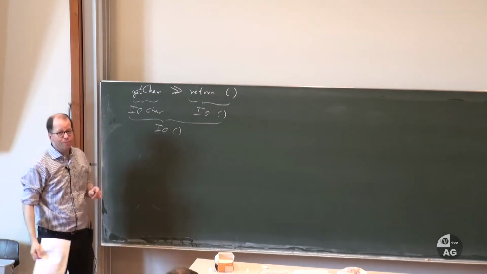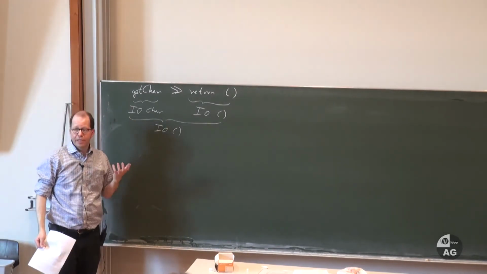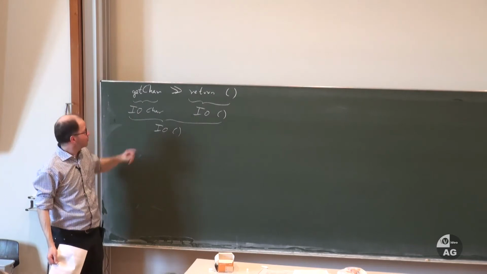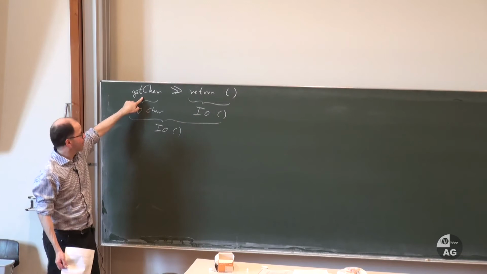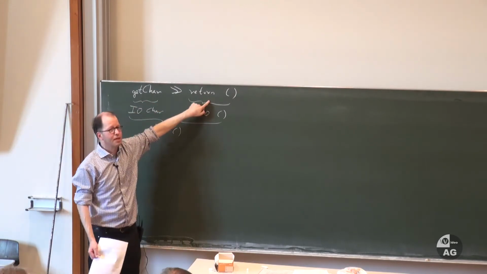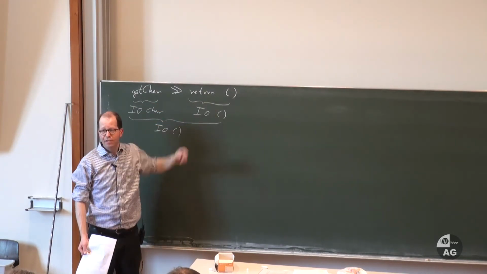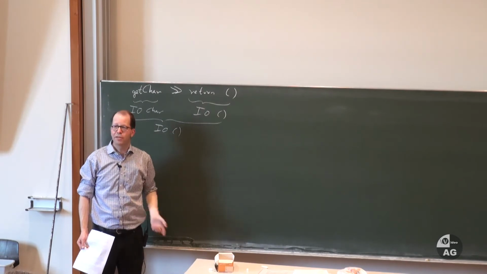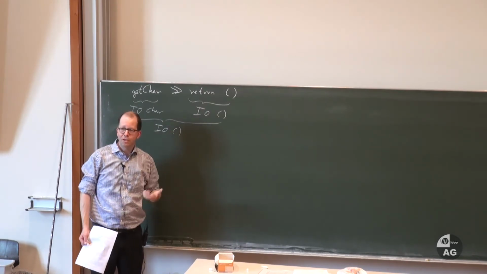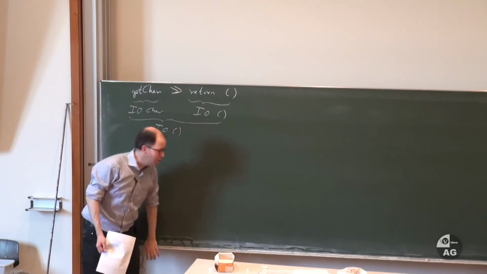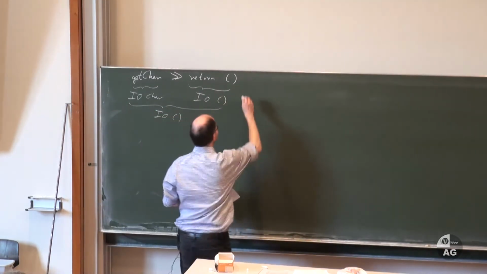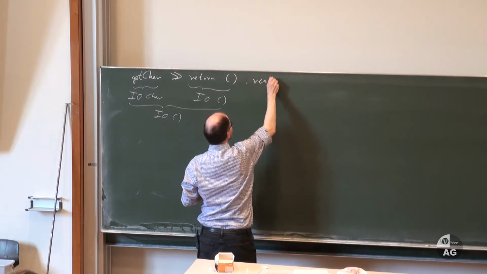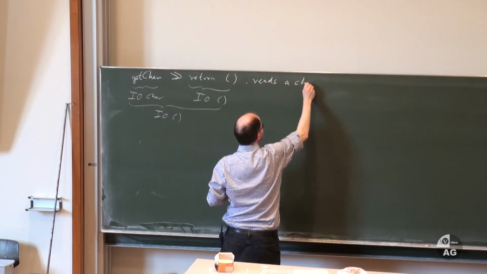So what does this do? Well, it performs these actions sequentially. So it starts doing this action. It reads a character from the keyboard, then it ignores this character and does the empty action, so it does nothing. So this reads a character from the keyboard and then throws it away. Now that's not a very useful action, but this is what it does. So it reads a character from the keyboard and ignores it.